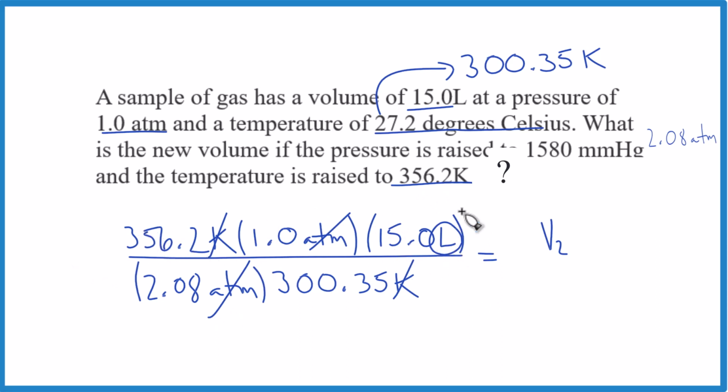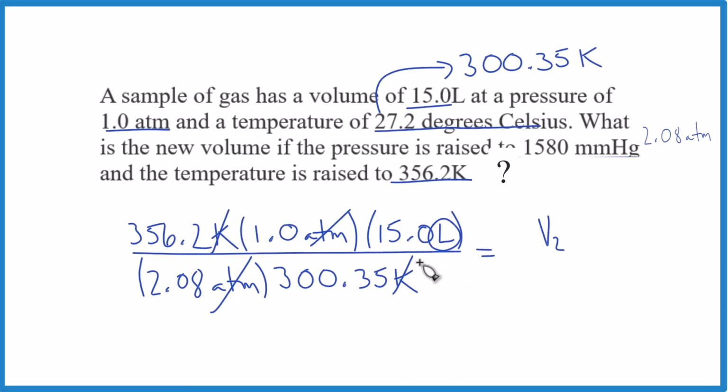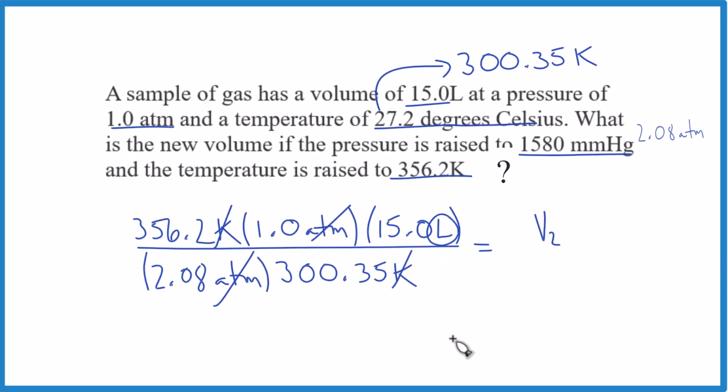So now we multiply everything on the top and then everything on the bottom, divide the numerator by the denominator, and we end up with V2, our final volume. That equals 8.6 liters. And since we have 2 significant digits here, it makes sense to have 2 here.